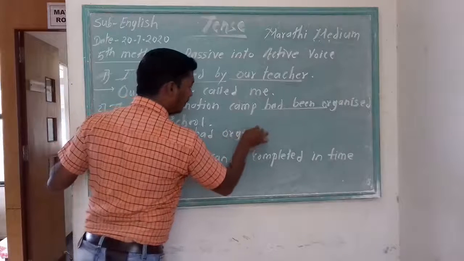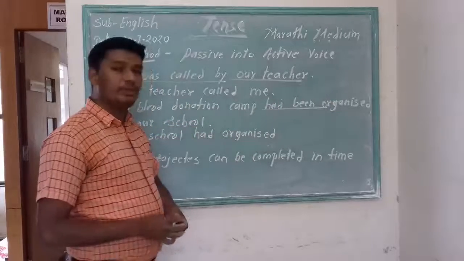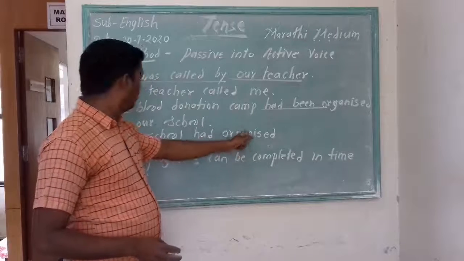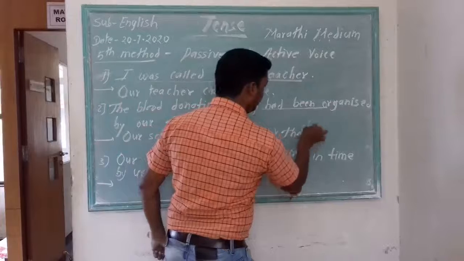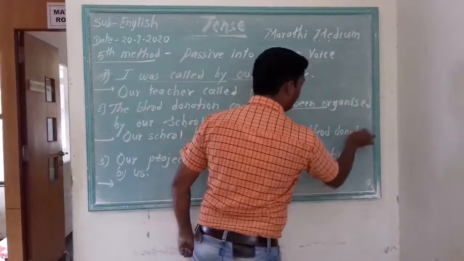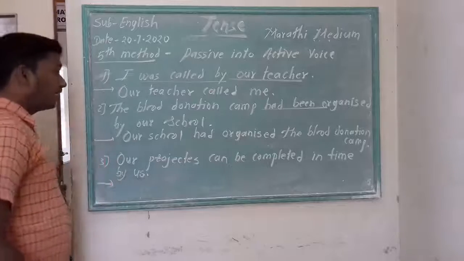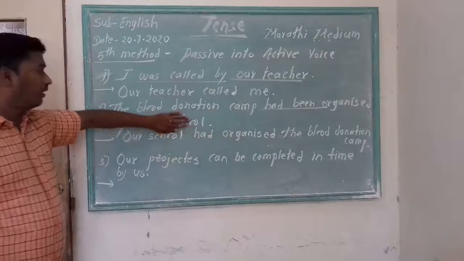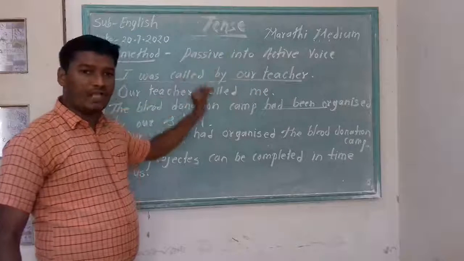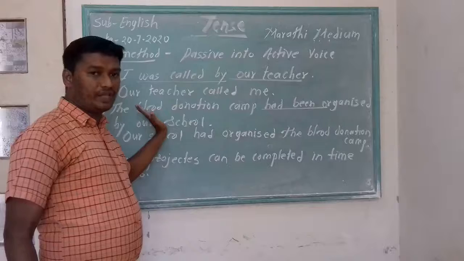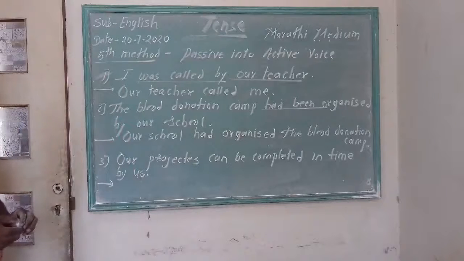Then the past participle of the verb, organized, is already given, so put it at the place of the verb. Our school had organized. Take the subject of the sentence, the blood donation camp. Okay, it is now in active voice. Once again look, it is in past perfect tense. Take the object at the place of subject, our school. Then take had, remove been. Take the past participle of the verb as it is. Then the subject of the given passive sentence goes at the place of object. Our school had organized the blood donation camp.